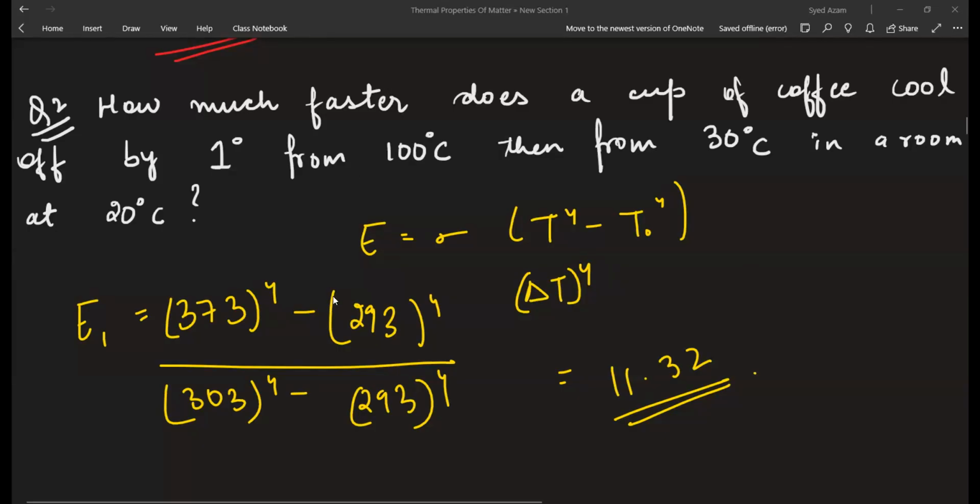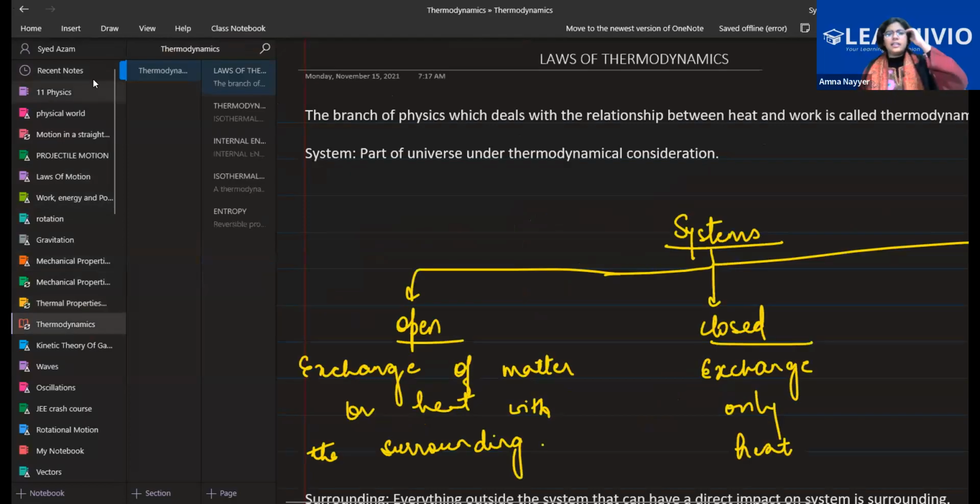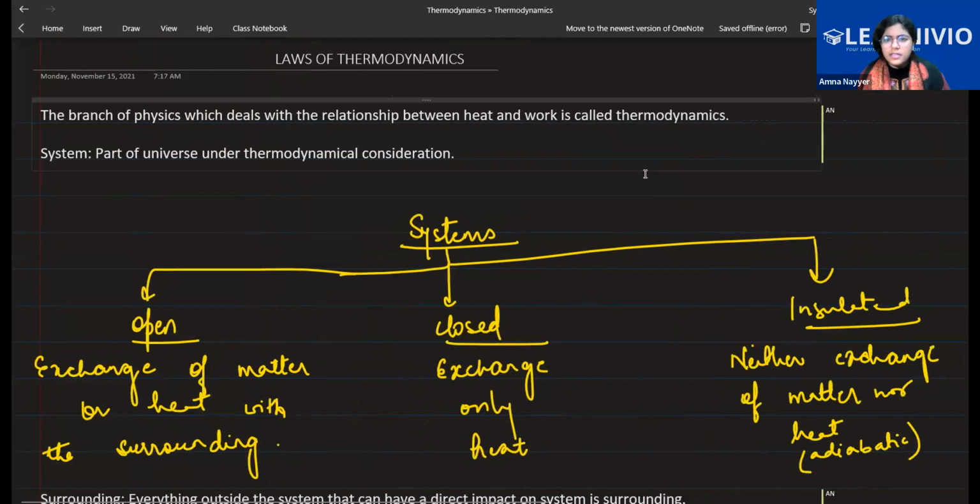It is 1.09. I think check the calculations once again, whether it's 10.9 or something. Okay, anyway, you can calculate it later. Tell me whatever answer you get in the next class.